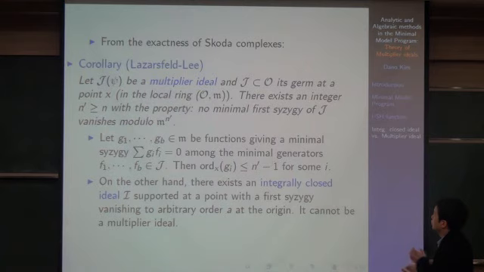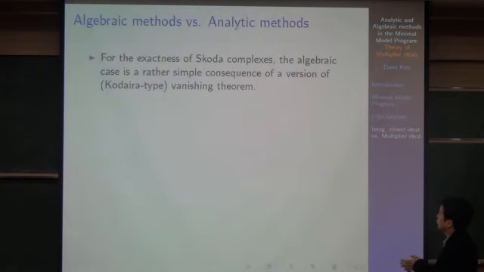So I won't go into the proof, but I want to mention that in the previous algebraic case of exactness of the Skoda complex, what you use actually boils down to a vanishing theorem. We already mentioned the Nadel vanishing theorem. There's a version of this Nadel vanishing theorem, and then applying it, you get exactness of the Skoda complex.